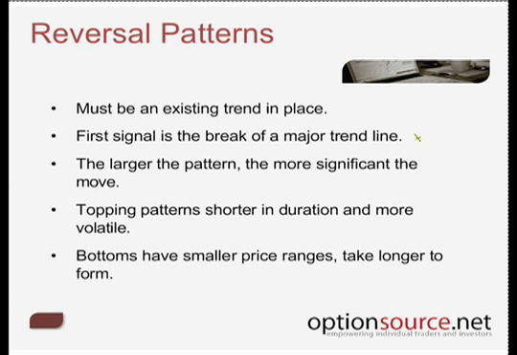The larger the pattern, the more significant the move tends to be. The other fact is that topping patterns tend to be shorter in duration and more volatile. And when you think about the psychology behind it, it makes a lot of sense. The fact is, when people see topping patterns beginning to form, they recognize that their profits are likely being threatened, and consequently there tends to be a faster move to the exit door than under normal circumstances. So you get the short-term pattern formation, and then that very volatile move as the market drops and everybody wants to head for the exits.